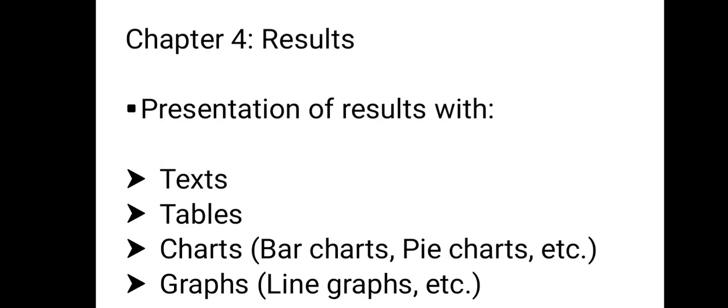We'll now talk about the results. When you have obtained your data and analyzed them, it gives rise to results from the study. And so in the results section, in chapter 4, you have to present the results with clarity so that it will be very, very clear and understandable to anyone reading them, even people outside your own field. So you can present your results using text. You can present them using tables. You can present them using charts such as bar charts, pie charts, and others. You can also present your results using graphs such as line graphs.